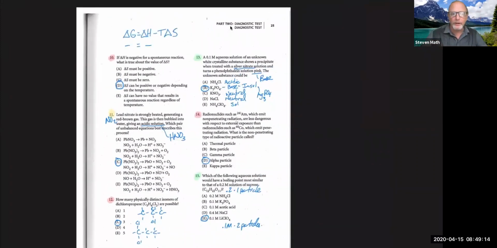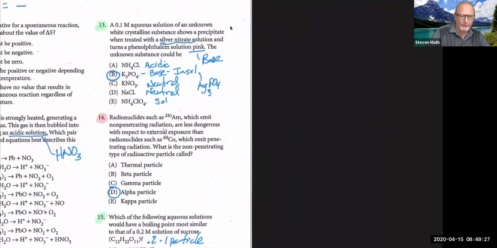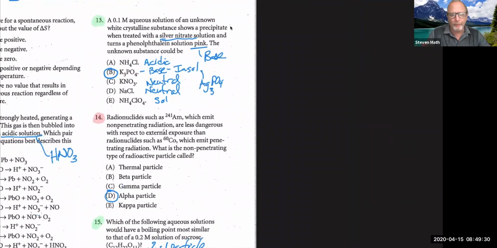13 is a green question, and it's a darn good green question because it deals with precipitation, okay? And a little bit of acid base, which I think is just fair enough. 13 says, I've got a 0.1 molar aqueous solution of a white crystal. Yeah, okay, great. That doesn't help me at all. What helps me is it precipitates out when we threw it in silver nitrate, okay? And when we put it in phenolphthalein, it turned pink. So we knew it was basic.